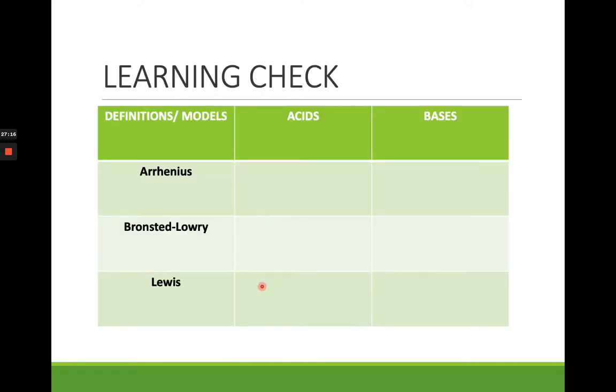All right. So for our learning check, maybe in your notes you can make the following table. So what is an acid in Arrhenius view? What is an acid according to the Bronsted-Lowry model? And what is an acid or a base according to the Lewis model?